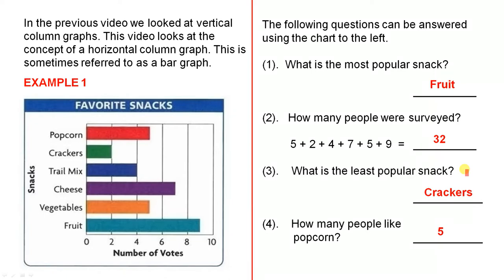What is the least popular snack? That's the one with the shortest column, and that's obviously crackers. And how many people like popcorn? You just go to popcorn and you'll see it's 5.